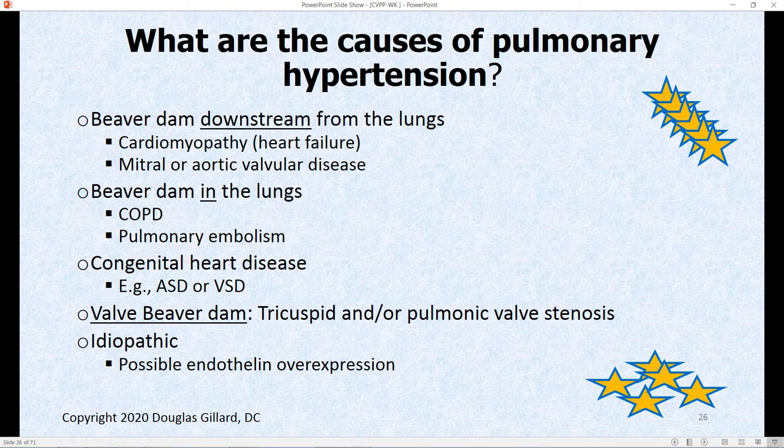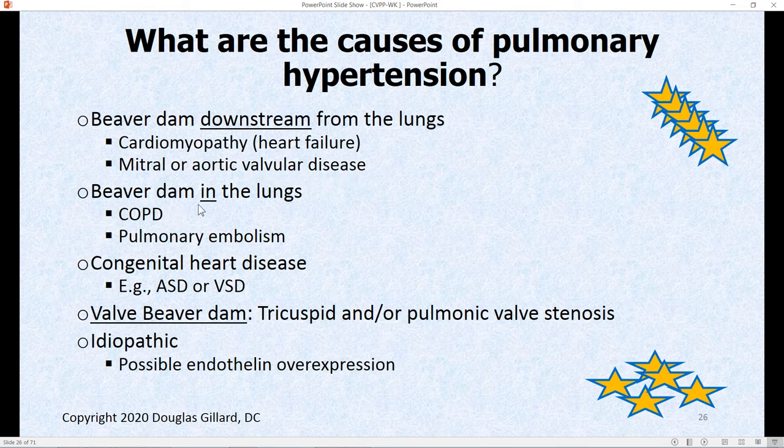So what are the causes of pulmonary hypertension? I think we've done this before, but lots of beaver dams, any beaver dam downstream from the lungs. What's downstream from the lungs? Well, the only thing really downstream from the lungs is the heart. So heart failure will act as a beaver dam. Mitral valve stenosis or regurgitant disease acts as a beaver dam. Aortic valve stenosis acts as a beaver dam. That's going to back blood up all the way into the heart, or I'm sorry, all the way into the lungs and then all the way into the right side of the heart.